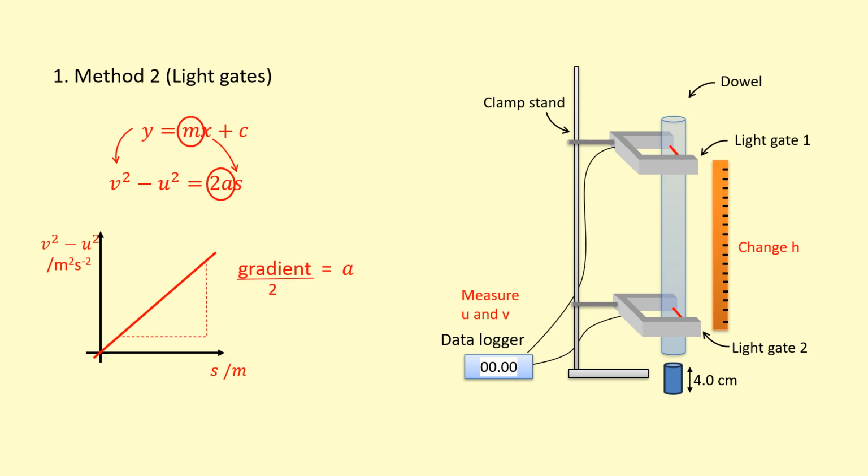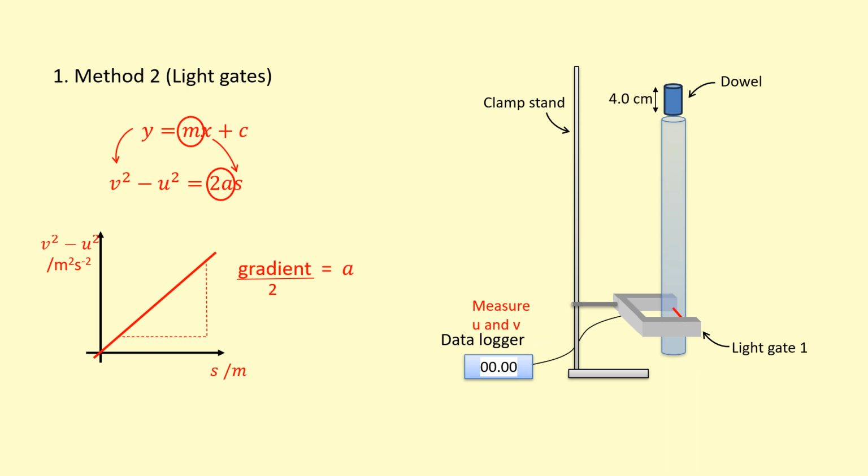Okay, so that means the gradient is 2a, so gradient divided by 2 should give you the acceleration due to gravity. Now, it is possible to do this method just using one light gate, but you need to make sure that the initial velocity of the object is equal to 0. So it needs to be released from rest, not going up or down, just needs to be falling from rest. So you need to have some method to do that.